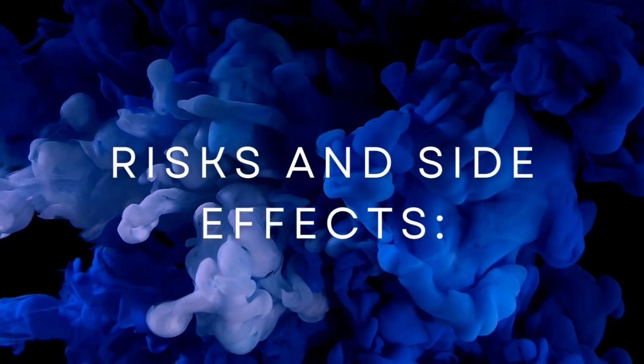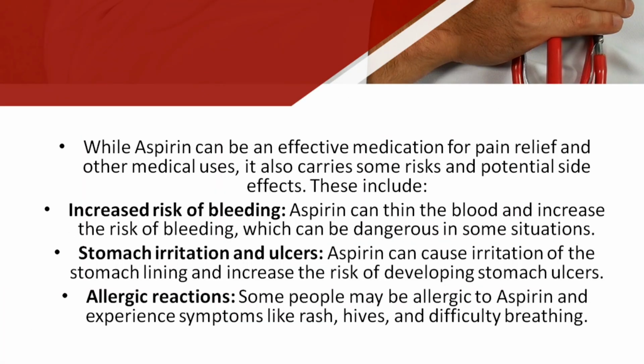Risks and side effects of aspirin. While aspirin can be an effective medication for pain relief and other medical uses, it also carries some risks and potential side effects. These include increased risk of bleeding. Aspirin can thin the blood and increase the risk of bleeding, which can be dangerous in some situations. Stomach irritation and ulcers. Aspirin can cause irritation of the stomach lining and increase the risk of developing stomach ulcers. Allergic reactions. Some people may be allergic to aspirin and experience symptoms like rash, hives, and difficulty breathing.